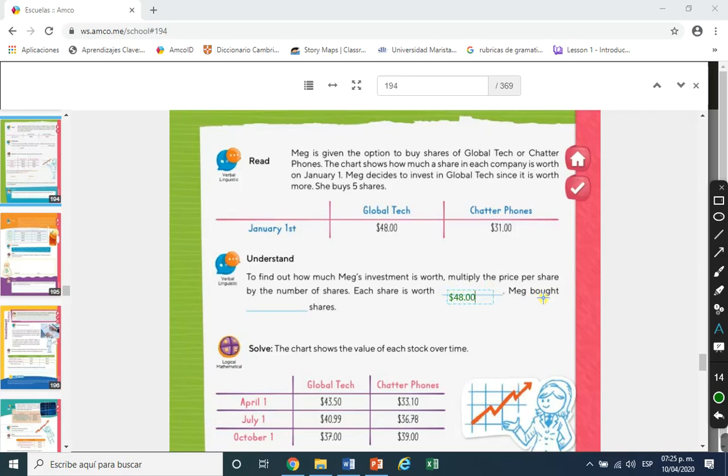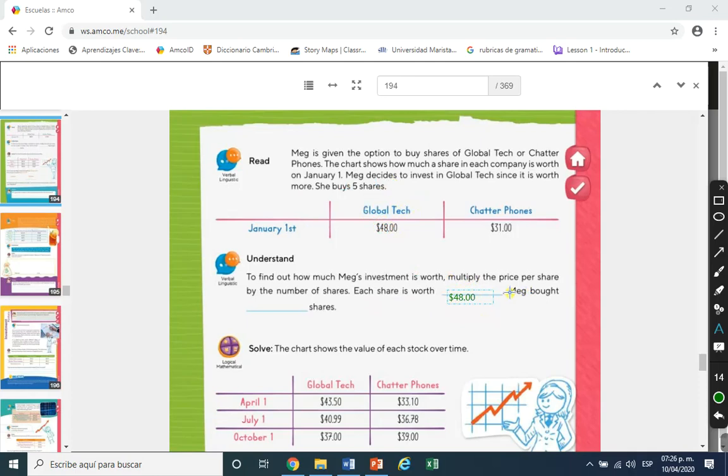$48. Very good. $48, right? Each share is worth $48. Okay? Let's see why it is 48. Because here in the problem it says Meg decides to invest in Global Tech since it is worth more. So Global Tech shares are worth 48. Each share is worth 48.